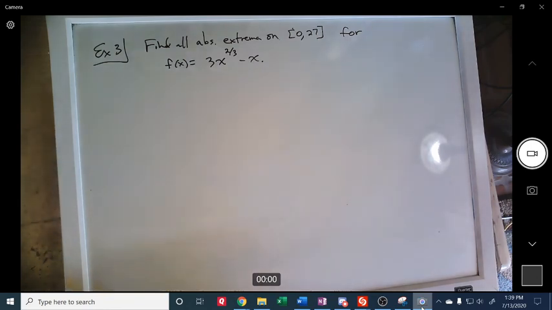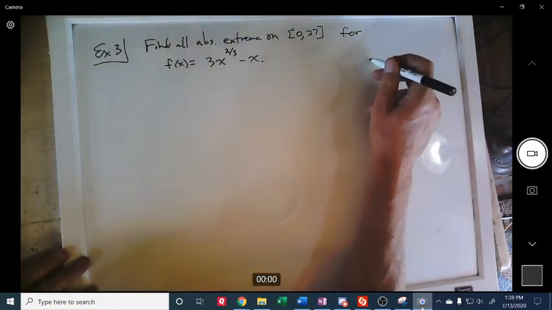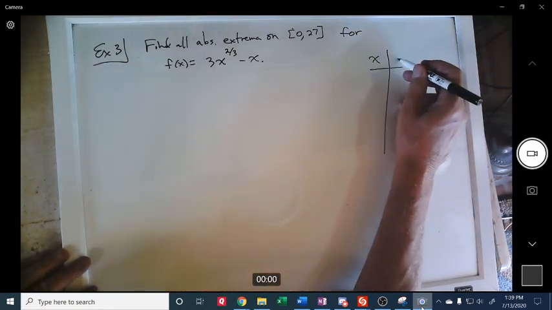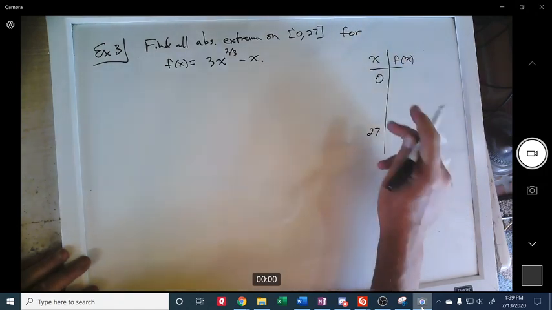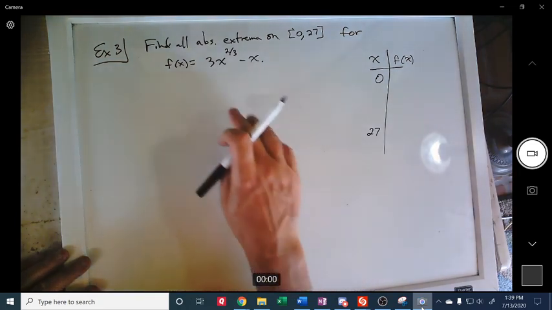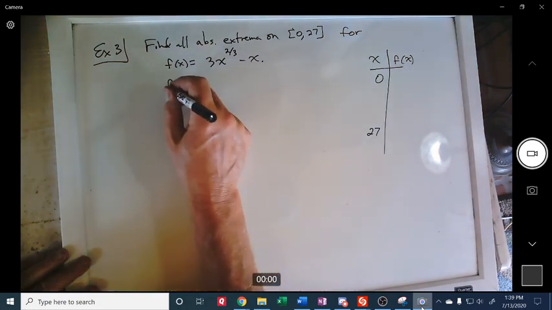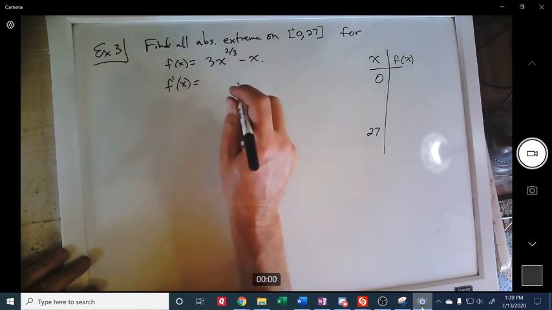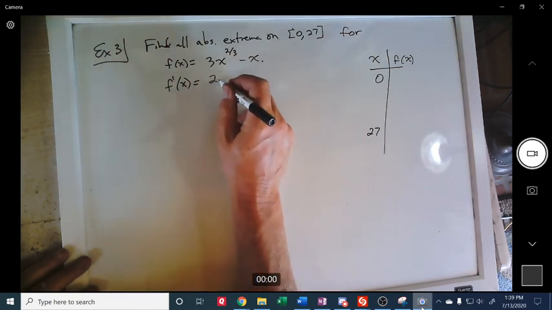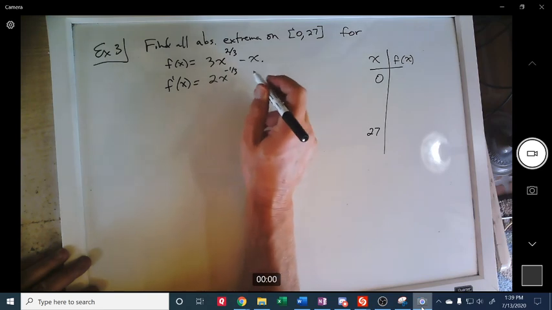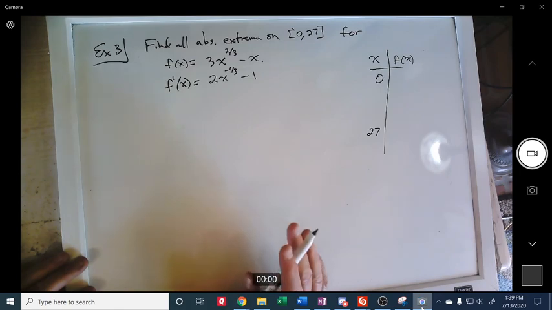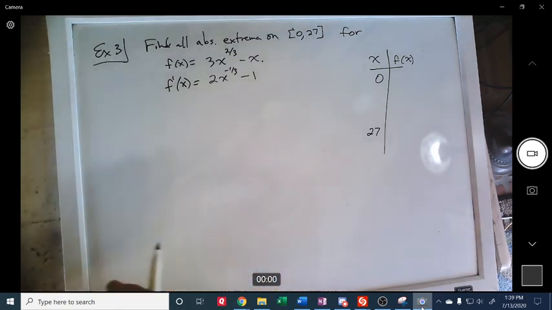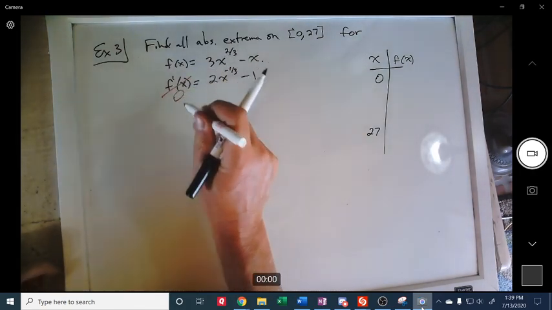Since we're running out of time, I'm going to just zip through this very quickly. I would make my table. Of course, I have to put my endpoints. And then I have to see what points in between I'm going to need to use. To figure out what points in between, I find my derivative. I'm going to get 2x to the -1/3 minus 1. Okay. Now, then I set this derivative equal to 0.